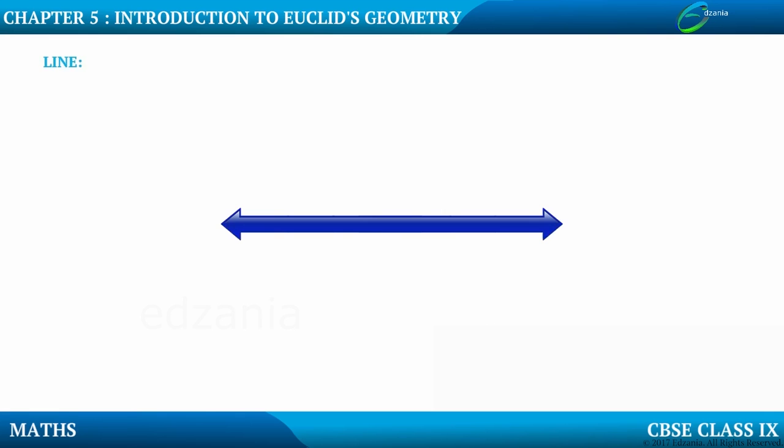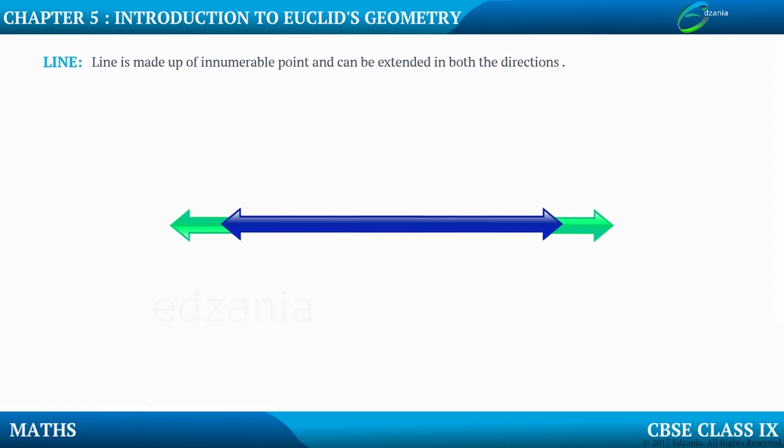A line. And how do we define a line? So basically, line is made up of innumerable points and can be extended in both the directions. You need to understand what is the meaning of this innumerable. Innumerable means infinite, and it can be extended in both the directions. Both means two, there are two directions.